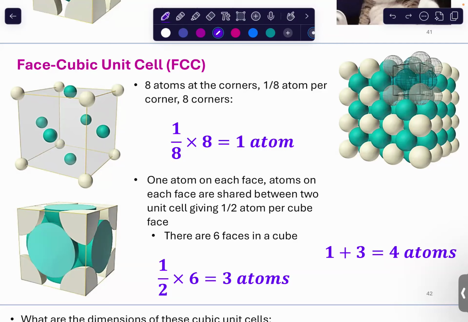Because the next thing we're going to do is some geometry. We need to figure out what the length of a side of the unit cell is. That's how you can figure out the radius of an atom.